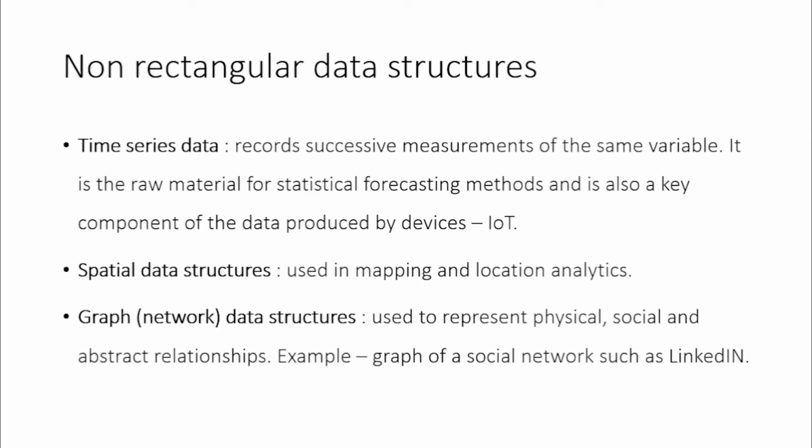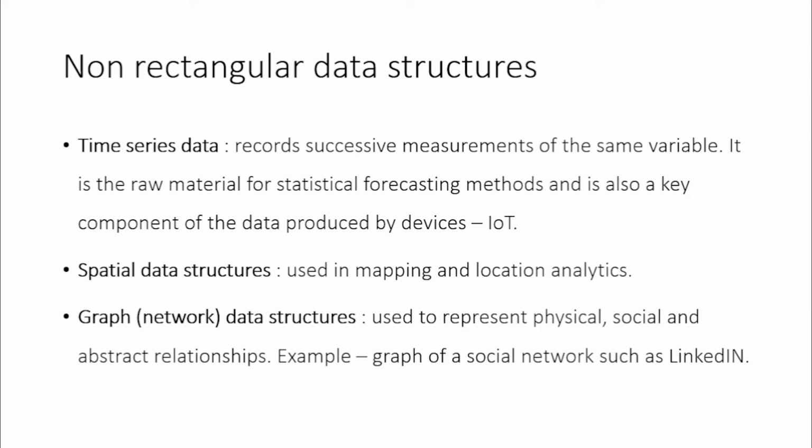Next we have non-rectangular data structures. We have time series data, spatial data structures, and graph data structures. Let us look at each one of them. In time series data, the records are made successively of the same variable. Basically we are trying to look at how a variable changes with respect to time. It is the raw material for statistical forecasting methods and is also a key component of the data produced by IoT devices.